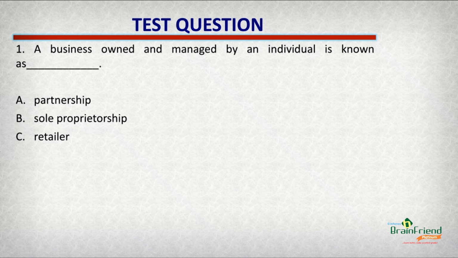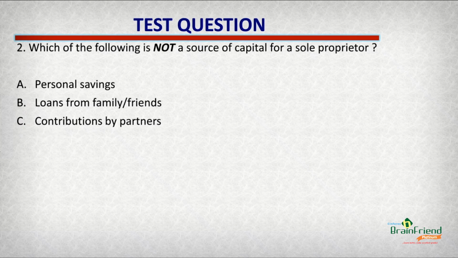The right answer to this question is B. Sole proprietorship. Question number 2. Which of the following is not a source of capital for a sole proprietor? A. Personal savings. B. Loans from family and friends. C. Contributions from partners. The right answer to this question is C. Contributions by partners is not a source of funds for a sole proprietor.